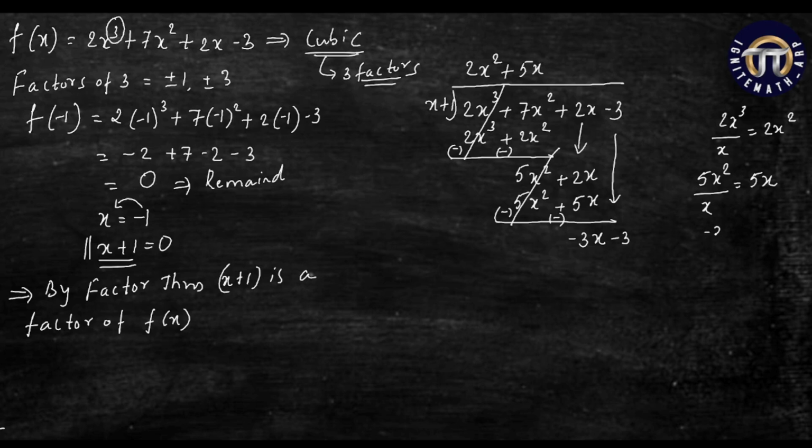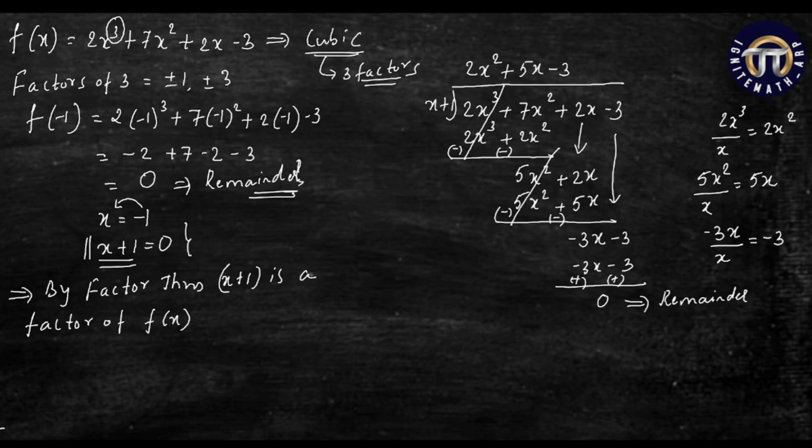So again repeat the same process. Minus 3x divided by x, that is the first term of the dividend divided by the first term of the divisor. I am going to get minus 3, that is nothing but the next term of the quotient. Minus 3x minus 3, after changing the sign, I am going to get 0. Obviously it should be 0. The remainder should be 0, which I have shown earlier over here. So now I have found the other factor of f of x.